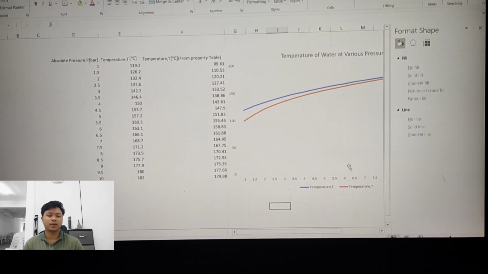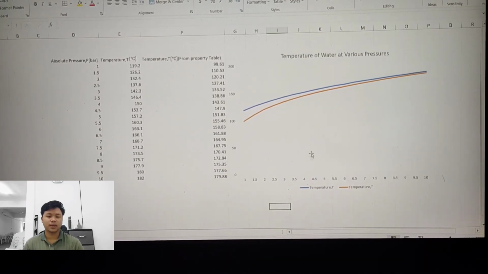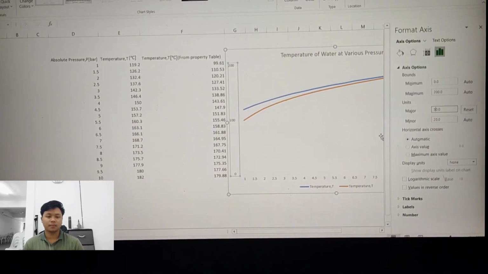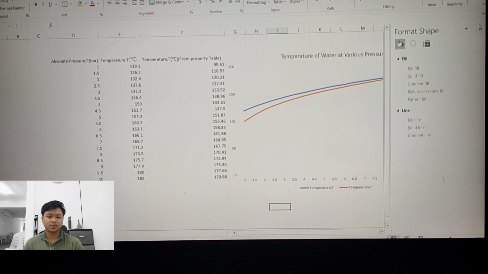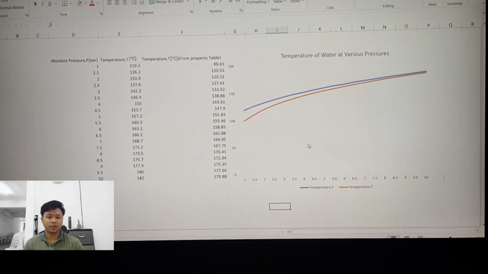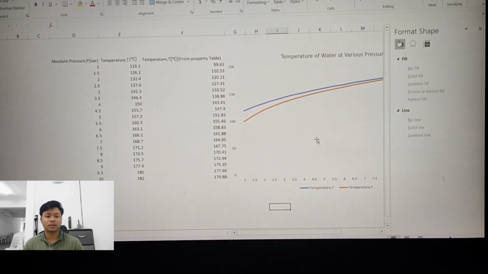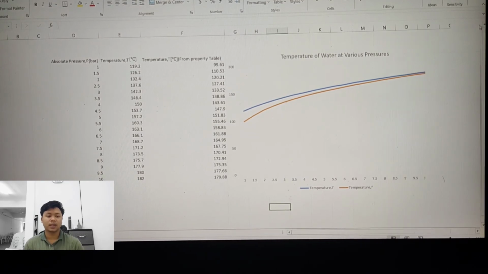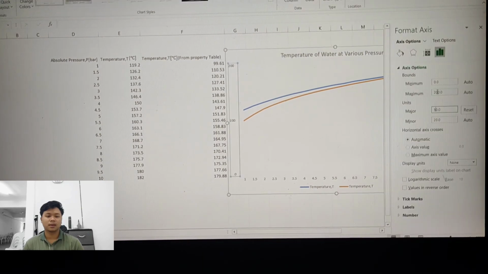And from the graph we can see that the blue one is the temperature of the experiment, and the orange one is from the property table. And we can see there is a lot of difference.